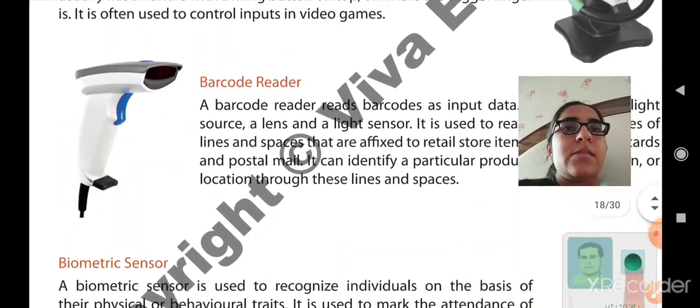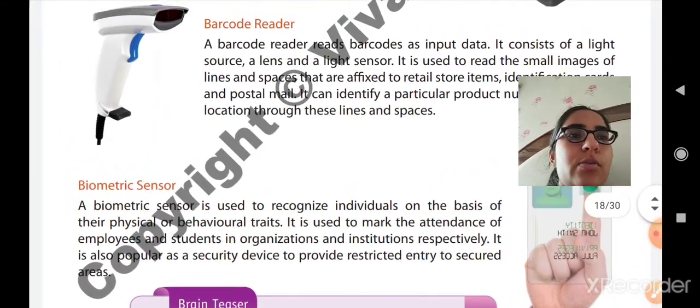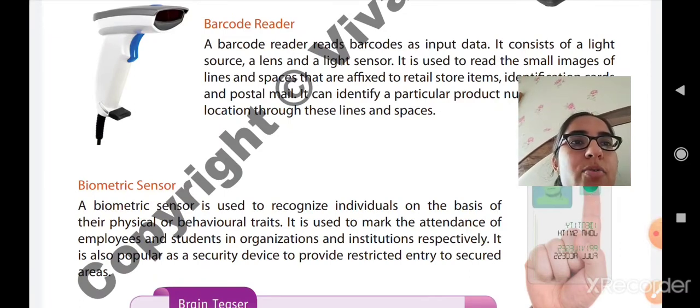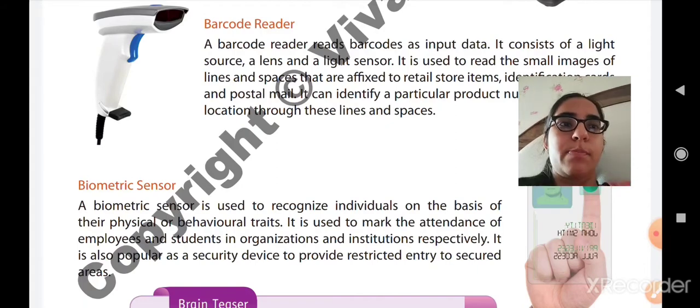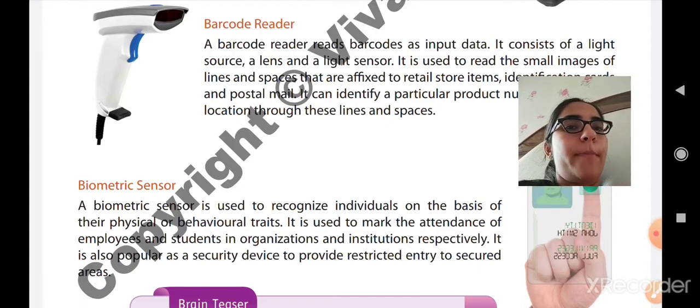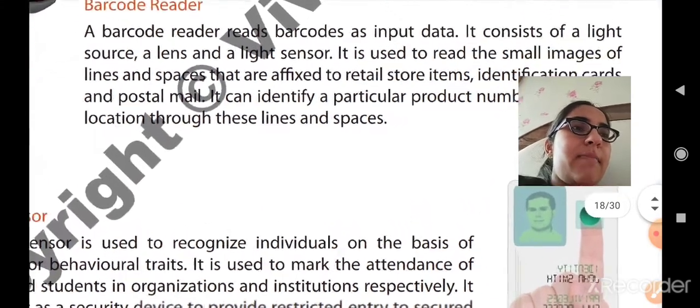So the next is the biometric sensor. A biometric sensor is used to recognize individuals on the basis of their physical or behavioral traits. It is used to mark the attendance of the employees or the students in organizations and institutions respectively. It is also popular as a security device to provide restricted entry to a secure area. So you can see that this is a biometric sensor.